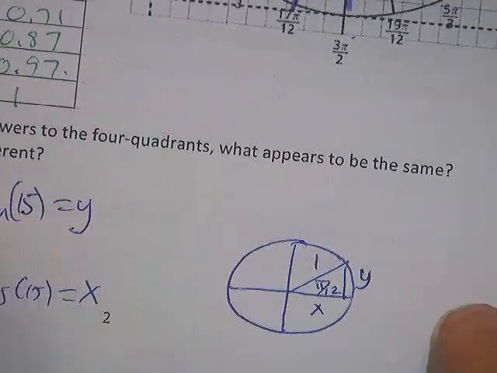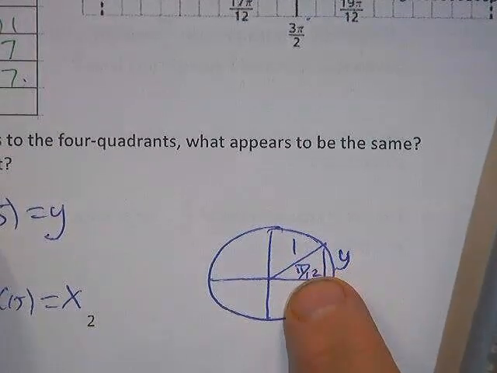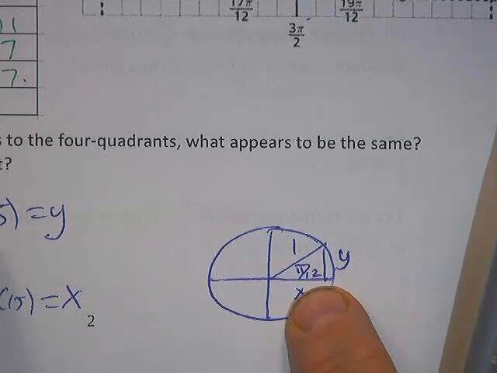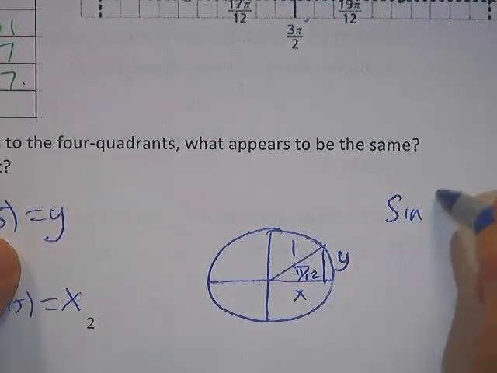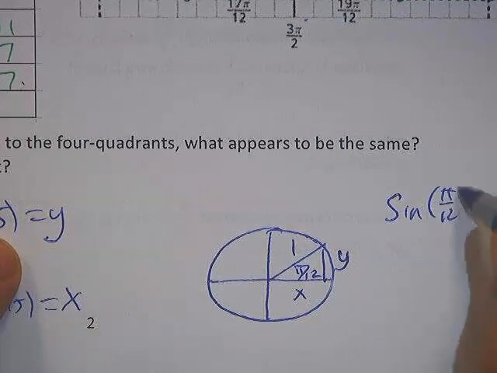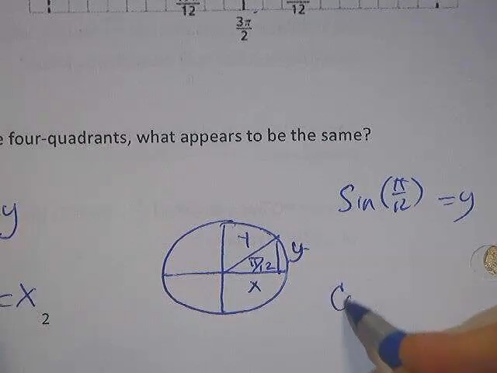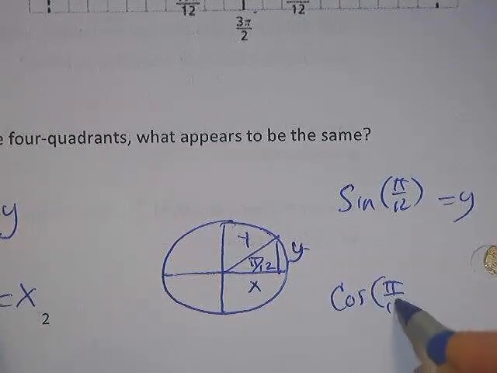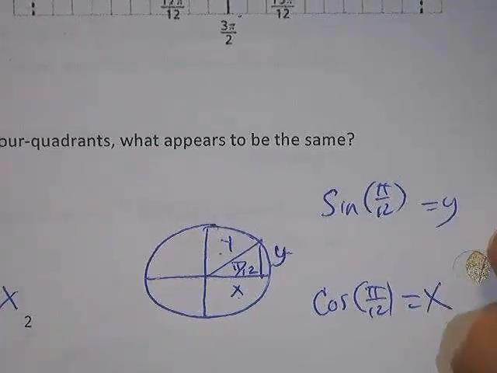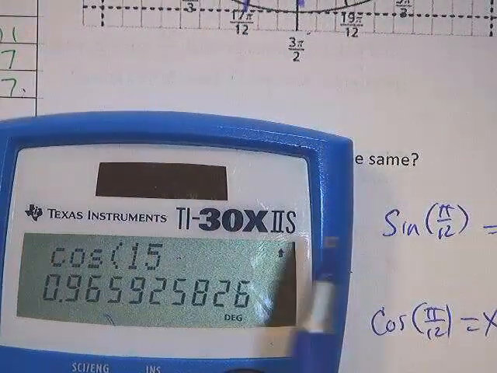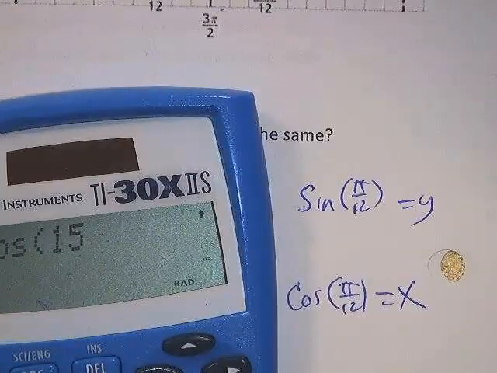And if you did want to convert it into degrees and just want to keep pi over 12, then again, it's still a sine problem. So the sine of pi over 12 is equal to y over 1, so that's y. And cosine of the angle pi over 12, which is in radians, is equal to x over 1, which is x. And so as long as I change my mode to radians, I should get the same answer.